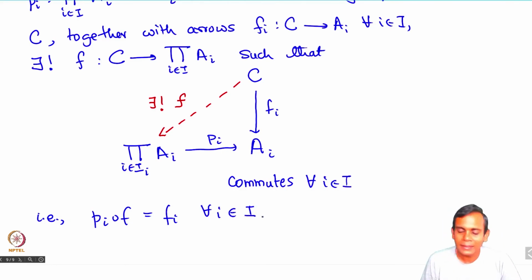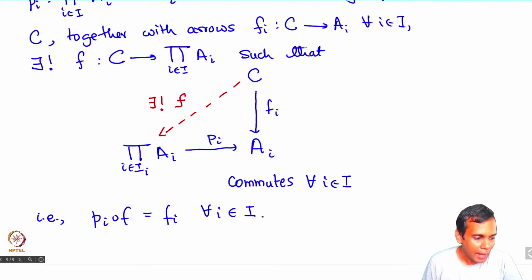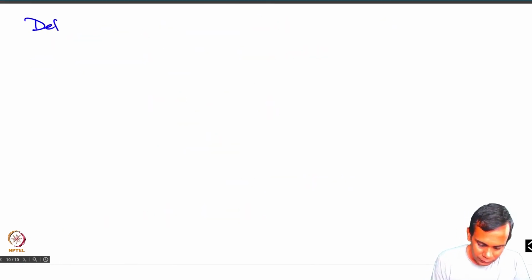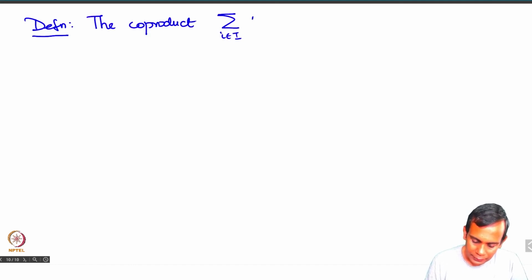And you can check that in the category of sets, again, the product is the Cartesian product of a family of objects. And similarly, you can define a coproduct of an arbitrary family of objects. It's the same kind of definition. So we usually call it the coproduct, same notation as before, summation over i in I of A_i.